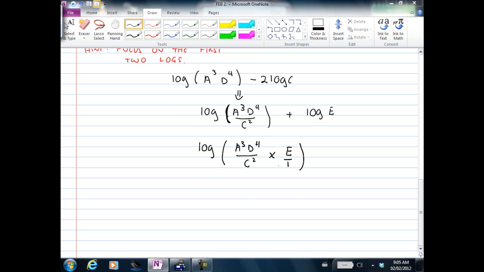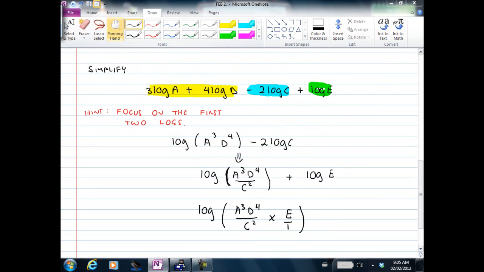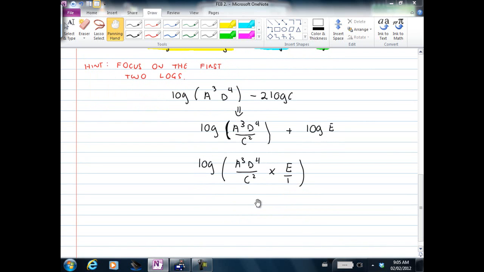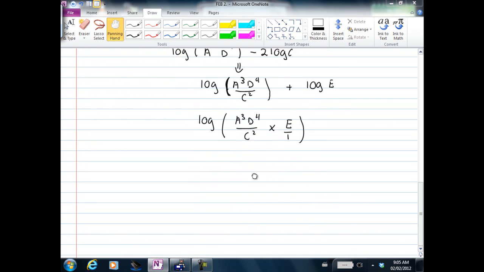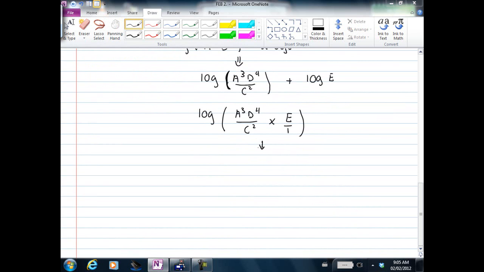A lot of you, what you did was, you said, hey, Mr., I'm going to merge these two together, and I'm going to just divide. It doesn't work like that. You got to go from left to right when you simplify. So this now becomes log A cube D4 E over C squared. And that's your true answer. Testing you. Good job. You passed the test.